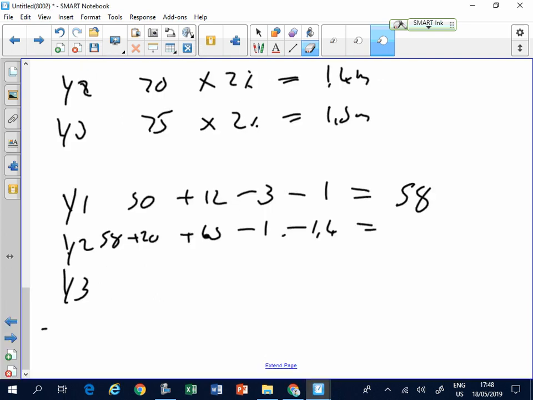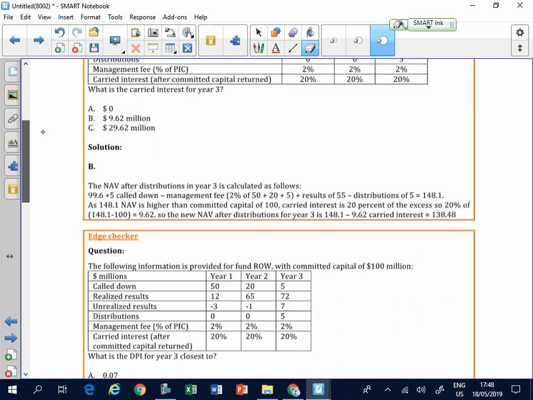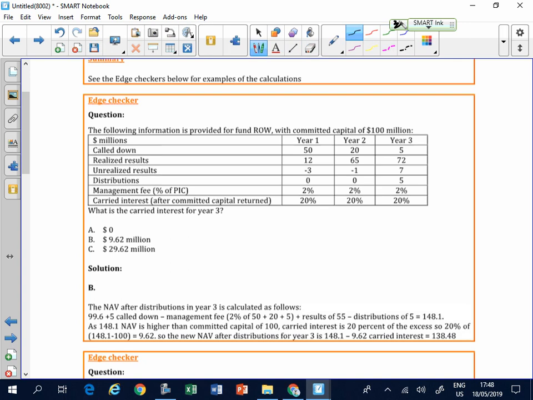Last one. Okay, guys, this is a very, very long example, and it's quite complicated, so I don't want to spend too much time on it because we are basically at the end of the day. But what they would ask you in the exam is questions like, what is the carried interest, what is the distribution to paid-in capital, and all these types of questions. So one thing you need to do is set up these columns to work out all these things. So you're going to have years 1, 2, 3, and you're going to go through this. So you can see what was called down in years 1, 2, and 3. You can see the realized returns in years 1, 2, and 3, etc.